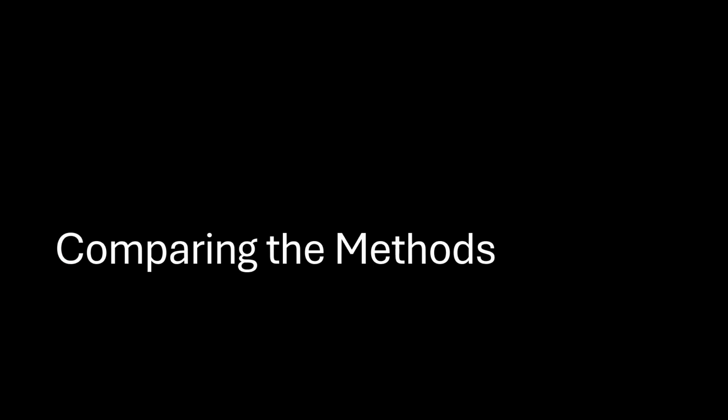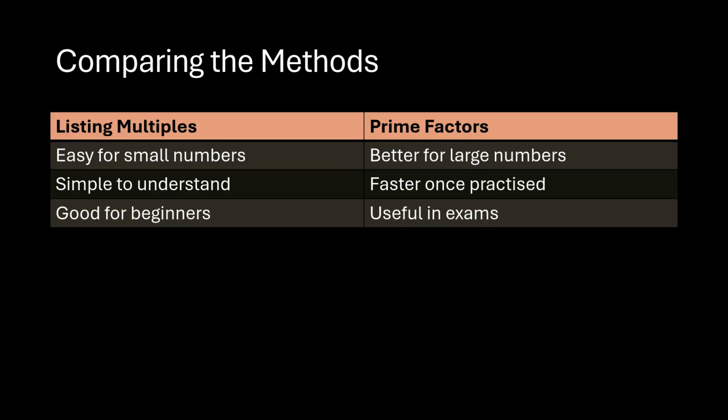Let's now compare the two methods. Both methods give exactly the same answer. Listing multiples is usually easier for small numbers. However, prime factorization becomes much quicker when the numbers are larger. It is useful to know both methods.